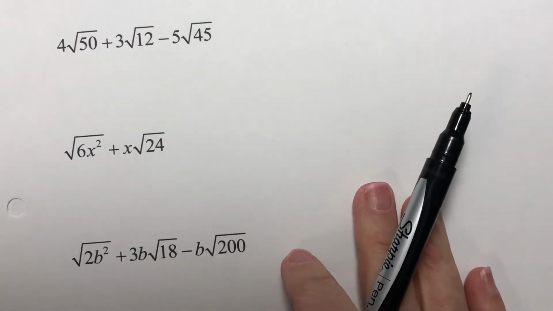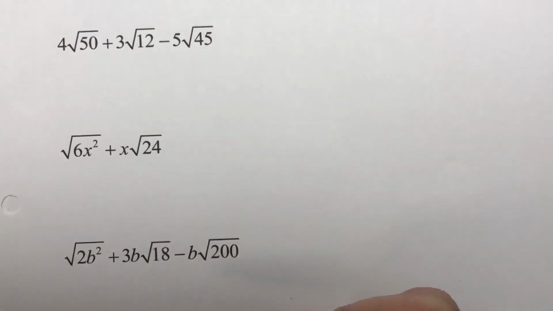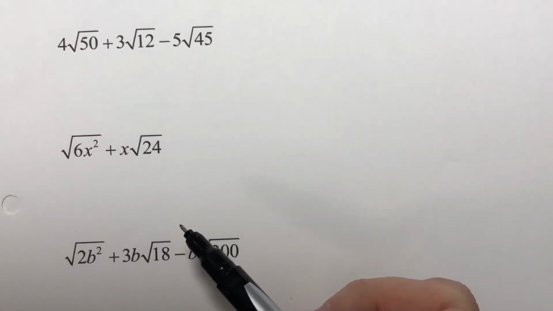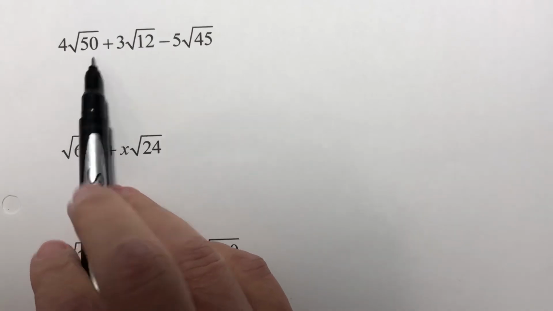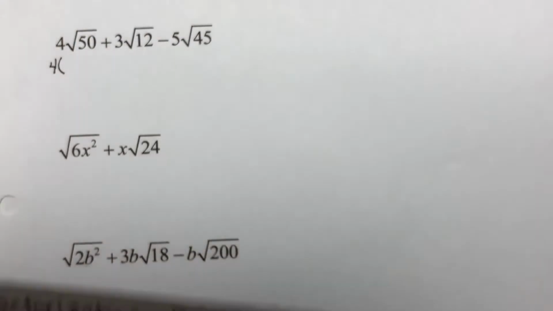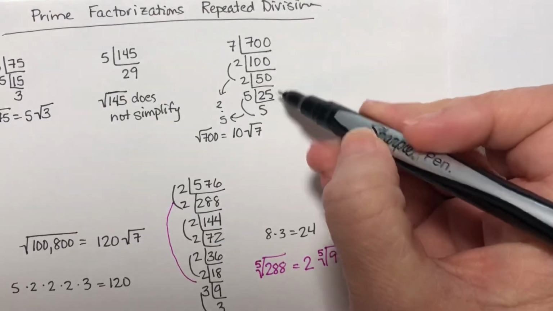This is 8.3, part 3. We need to add these together if possible. We definitely need to simplify them. I can simplify the square root of 50, so I'm going to write 4 times. If we look at our sheets, we have a 50 right in here.